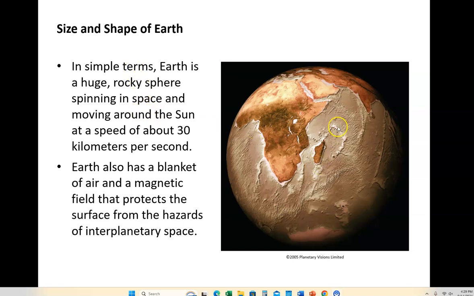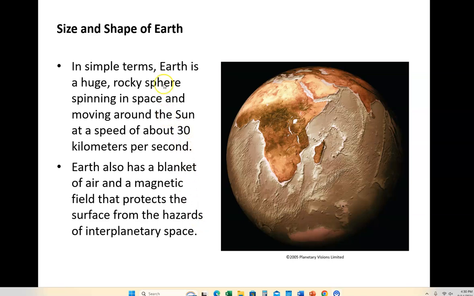So the Earth is basically a giant rock, a spherical rock. It's made of different rocky materials, of course, but it's mostly rock. There's of course water covering two-thirds of the, well, is it two-thirds? Yeah, I think it's about two-thirds of the planet.